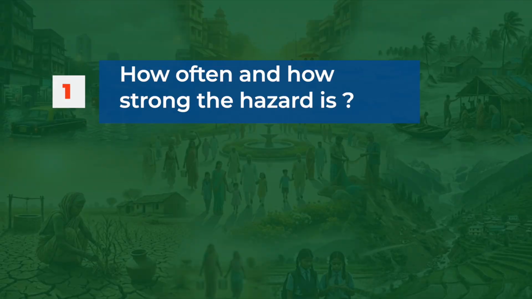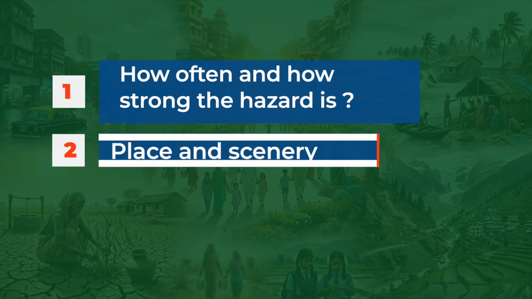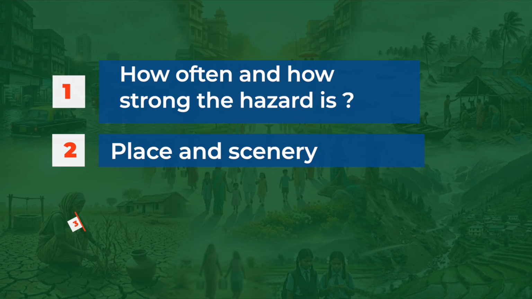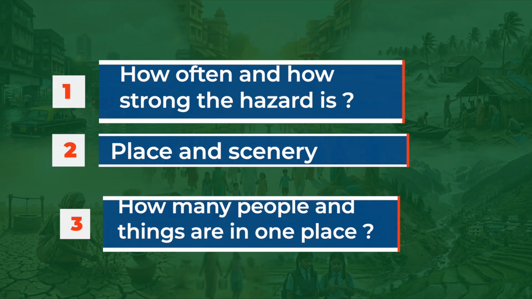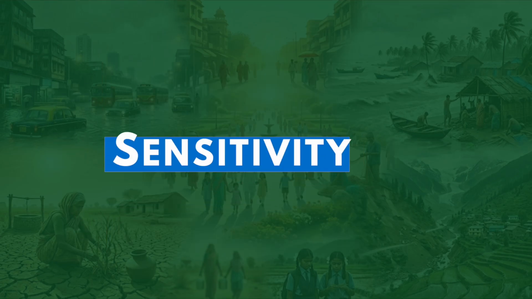The first is how often and how strong the hazard is. The second is place and scenery. The third is how many people and things are at one place.